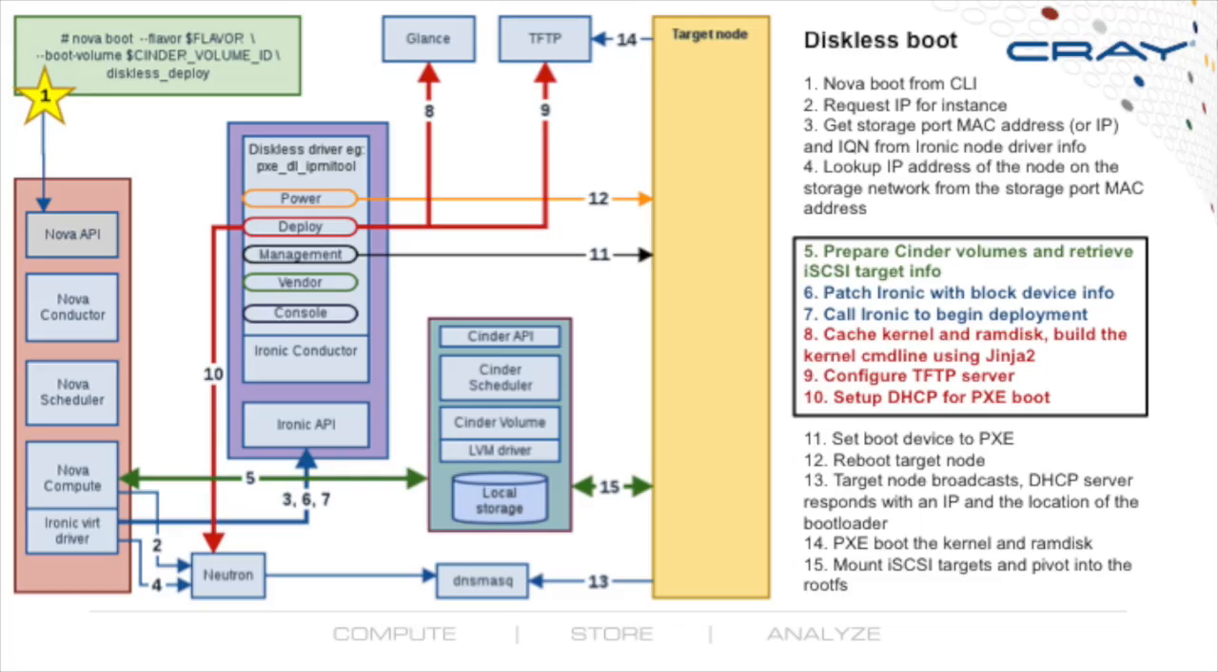The first thing it does is look up the IP address of the ironic node on the storage network, or the MAC address. And in the case of the MAC address, it will look up the IP from Neutron. Then Nova calls Cinder and tells Cinder to prepare the block device for the ironic node to connect to. And Cinder comes back with some connector information. Nova then updates ironic with that information, so the node can use that to connect to the Cinder volume. At that stage, the ironic virt driver calls the ironic API, and deployment begins.